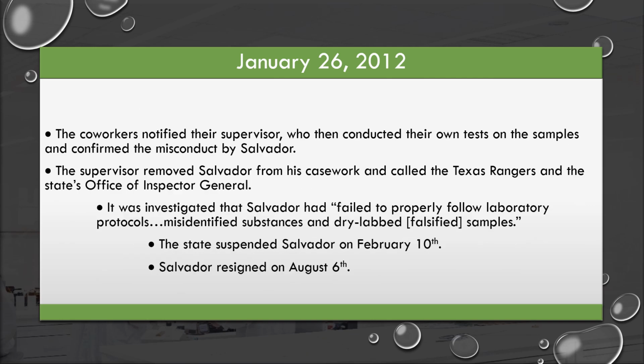Those coworkers then decided to notify their supervisor, who then went to conduct their own tests on those samples and eventually confirmed the misconduct by Salvador. Now, the supervisor did remove Salvador from his casework and called the Texas Rangers and the state's Office of Inspector General. After their investigation, they found that Salvador had failed to properly follow laboratory protocols, misidentified substances, and dry labbed, which is falsifying samples. And the state suspended Salvador until February 10th, and he eventually resigned on August 6th after not being indicted on these charges.